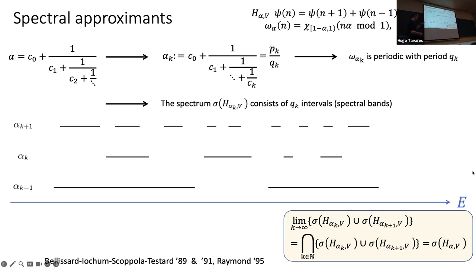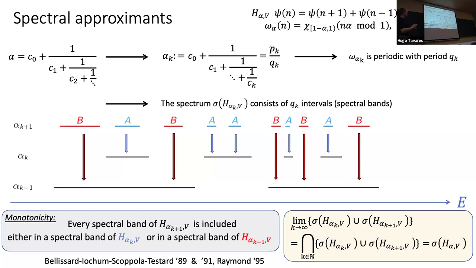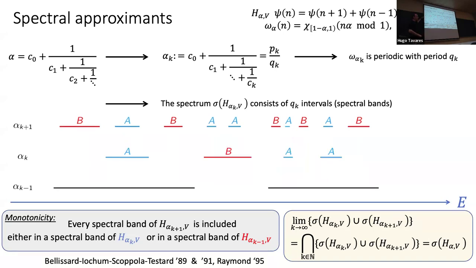Now, if you stare enough at the spectral bands, you can see that there is some kind of monotonicity property, namely, every spectral band in the k plus one level is included either in some spectral band here or in some spectral band here. We can classify the spectral bands into two types according to whether it is included two levels below or one level below: blue and red, or A and B. And this actually works for all k. So we can color all our spectral approximants in red and blue according to this monotonicity.